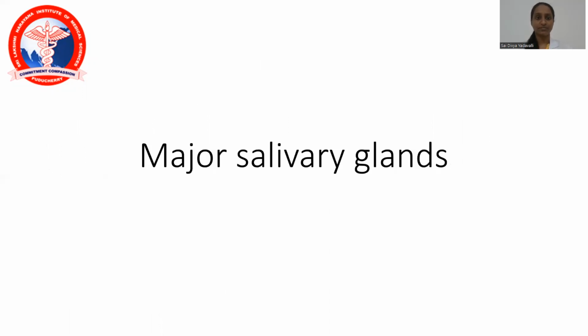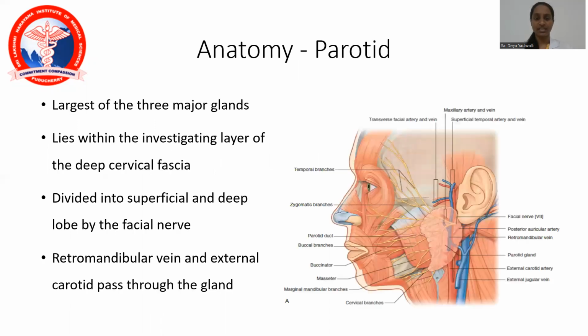malignant tumors. Coming to the major salivary glands, first we'll discuss anatomy. The parotid is the largest of the three major glands. The parotid lies within the investing layer of the deep cervical fascia. It is divided into superficial and deep lobes by the facial nerve.